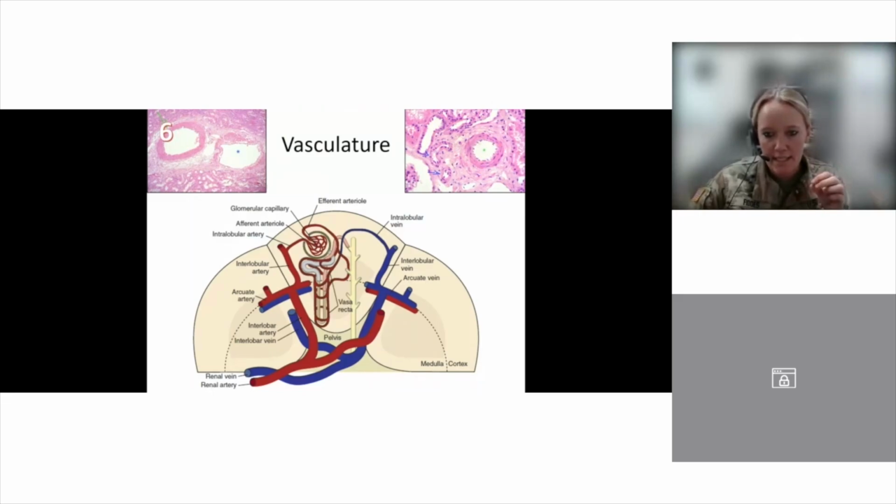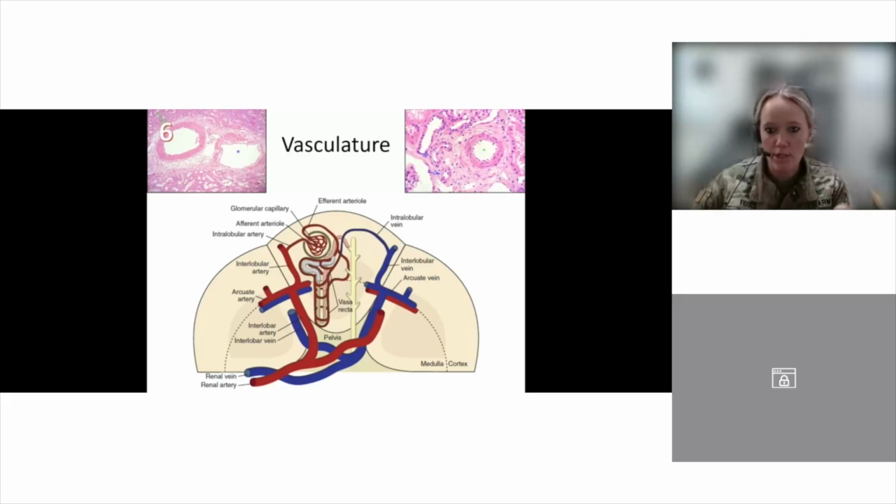The nice thing about the kidneys is that renal blood flow tends to maintain itself pretty stable, largely in part because of that juxtaglomerular apparatus. So even when you have a wide range of arterial systemic blood pressures, it tries to keep that glomerular filtration rate pretty stable with the blood flow.